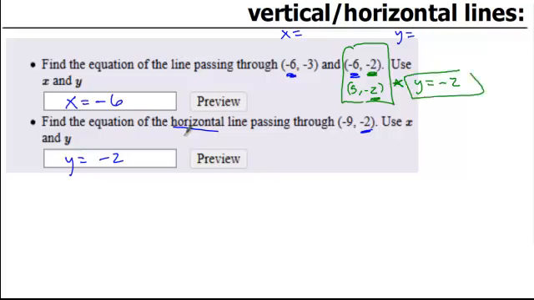And then here, if they ask you for the vertical line passing through this given point, then your vertical line is given by the equation form x equals, and what would that pass through? -9. So those would be the two possible variations that you could see for this type of question.